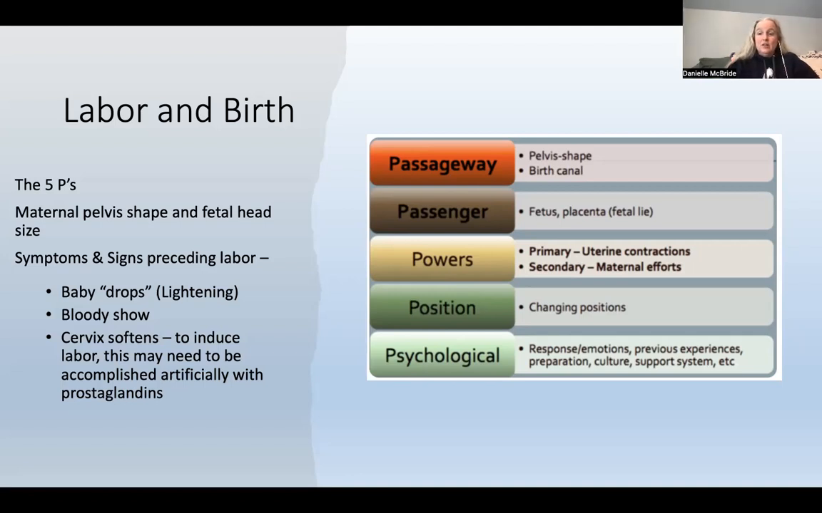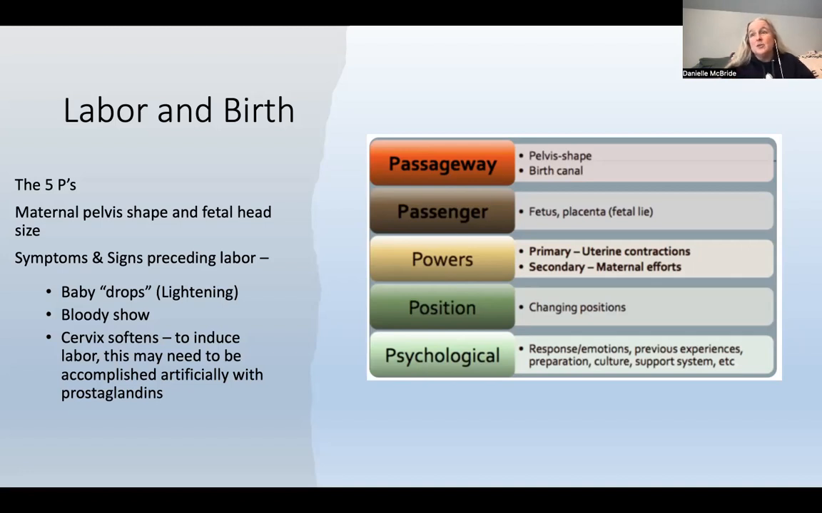Our passenger is our baby. And there's a lot of things having to do with our passenger. What size is our baby? Is it too big to fit? What position is the baby in? And it's not just about whether or not our baby is head down or breech, but also whether the baby is in a position that helps the head to flex so that it fits through the pelvis better. Because the way that the head is shaped and the shape of the pelvis is going to affect our process.